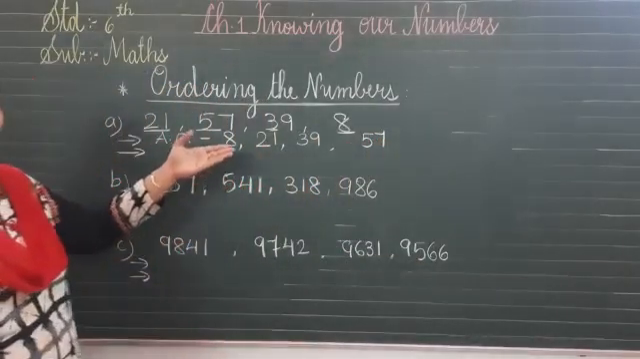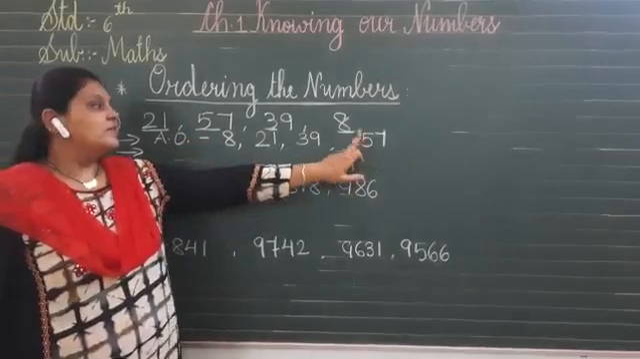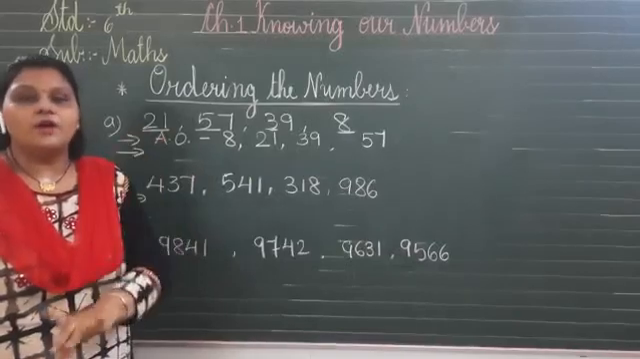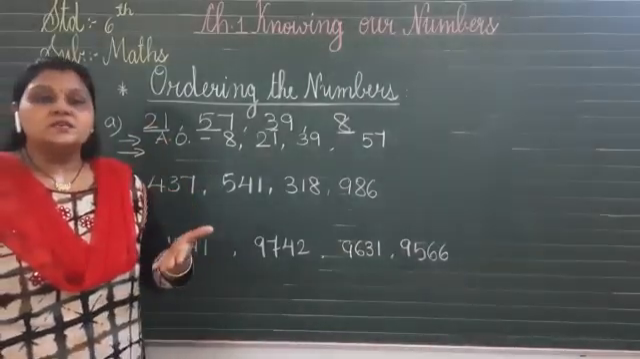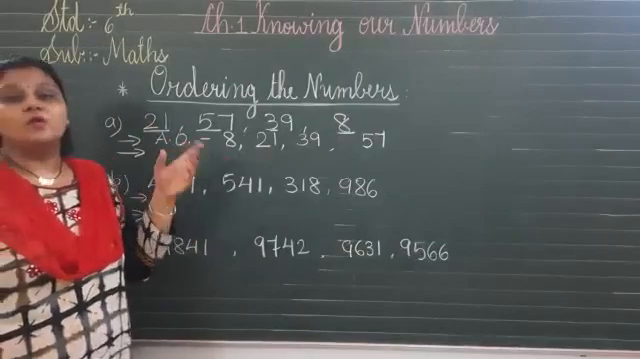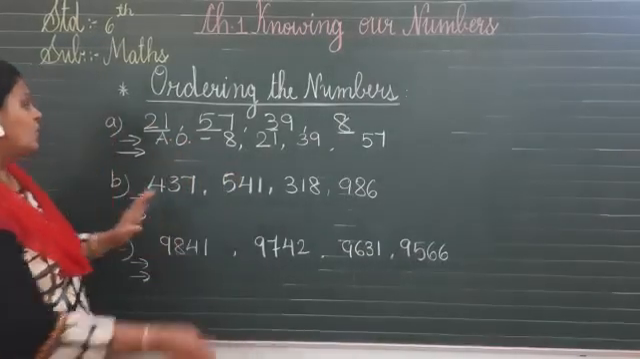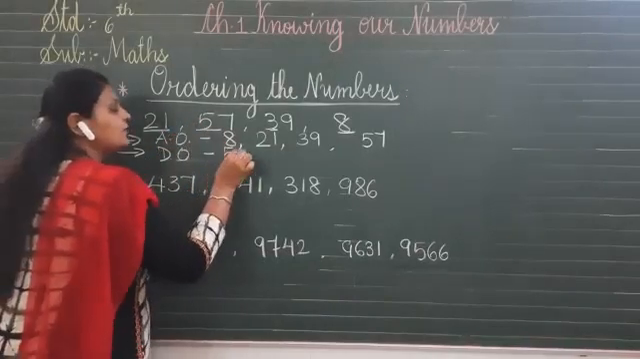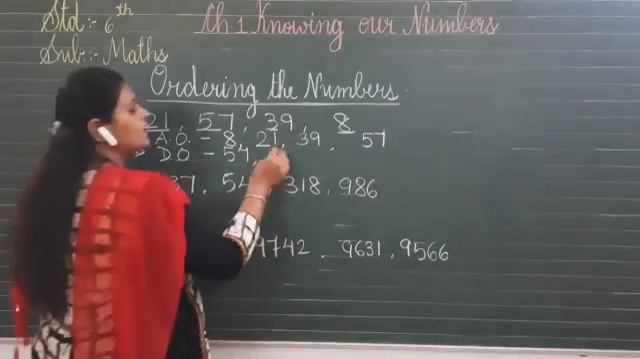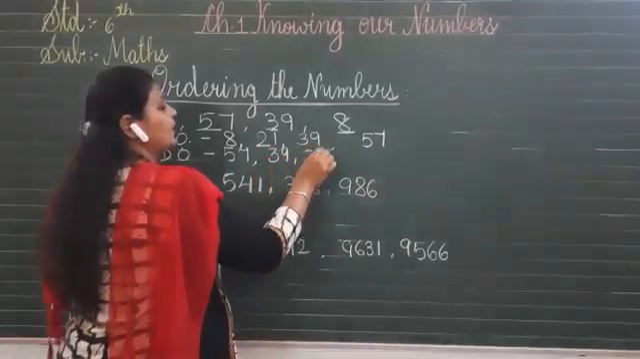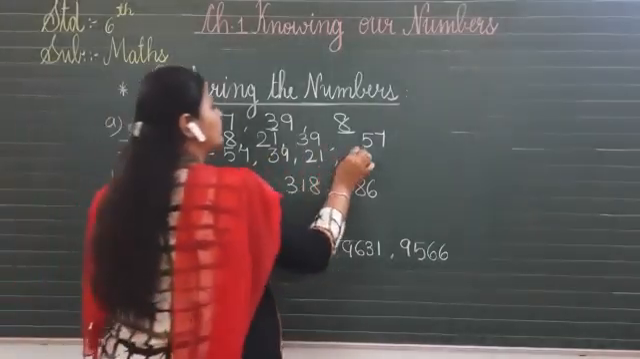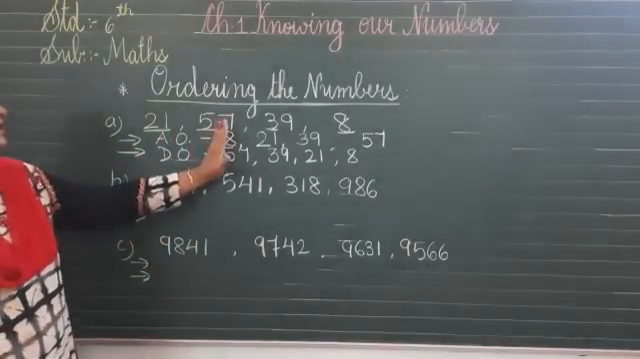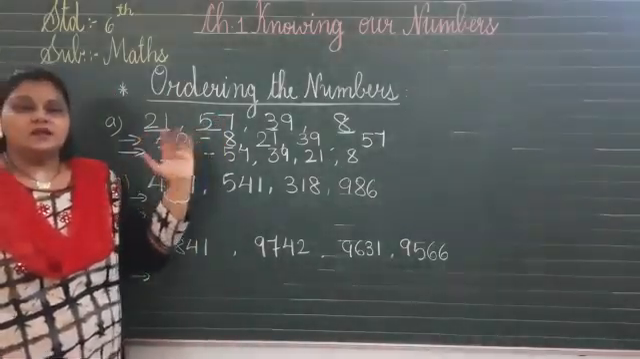Same way, if we want to arrange in descending order, we will start from the greatest, which is the last number of ascending order. We can say that opposite of ascending will be your descending order. So, in descending order, we have to start from the greatest number, 57, then 39, 21, then 8. So this is how we have to arrange the given numbers in ascending and descending order.